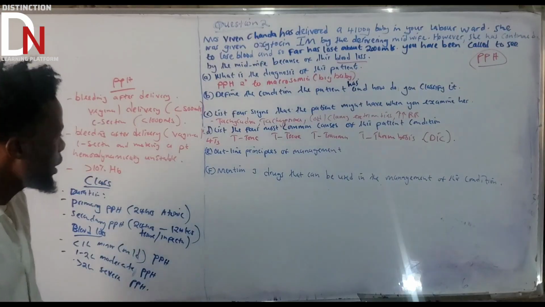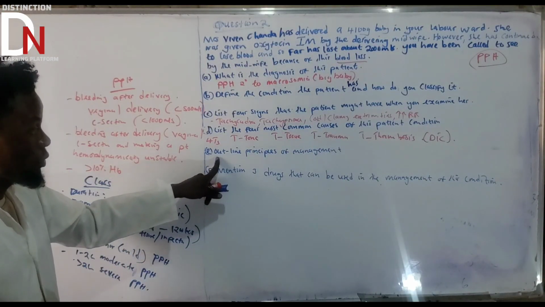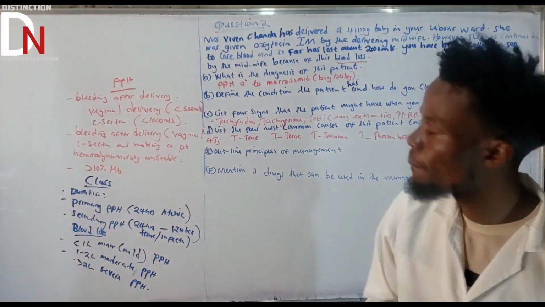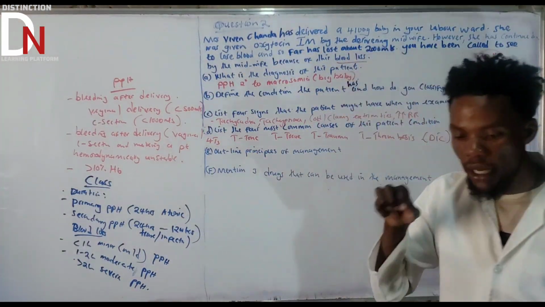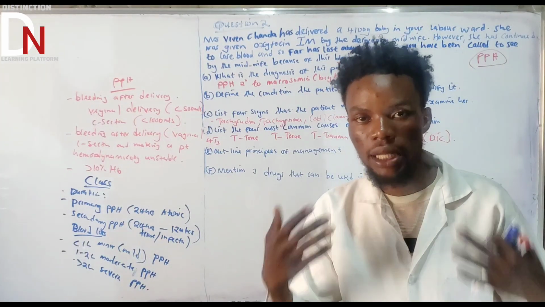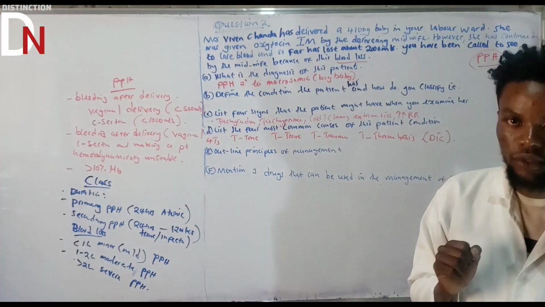Let's go to E. They are saying now outline principles of management. So here you need to understand something. They are not saying that you need to specify the actual management. No, outline the principles that you need to follow for you to manage a patient correctly. So what are those?